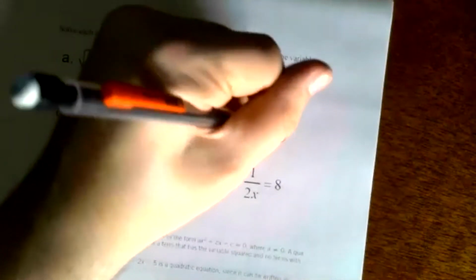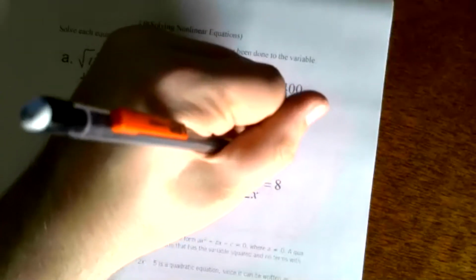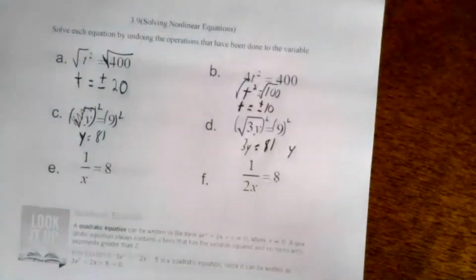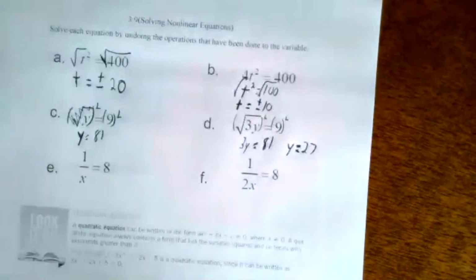Okay, and we can do the same thing for d. We can square both sides. So we get 3y equals 81. Okay, and then we can just divide by 3 on both sides. So divided by 3 on both sides, 81 divided by 3 should be 27. So y equals 27. Okay.